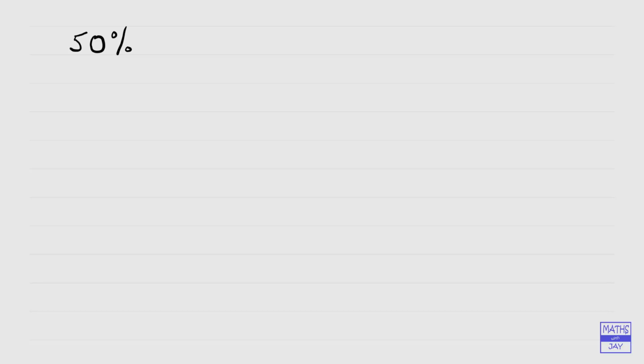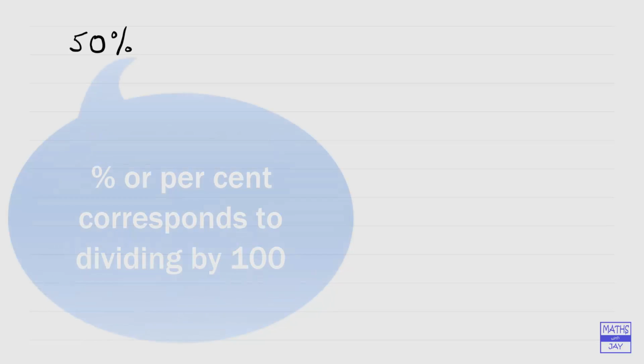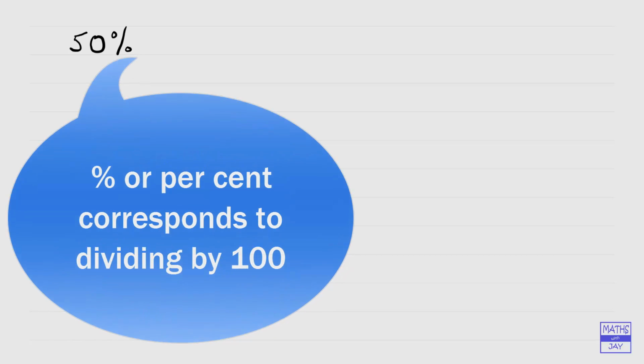Well, percentages are really just fractions with a denominator of 100. So what we're aiming to do is write, first of all, the percentage as a fraction where the denominator is 100. So 50% is 50 divided by 100. The per is divided by and the cent is 100.